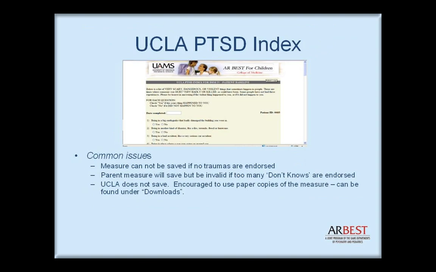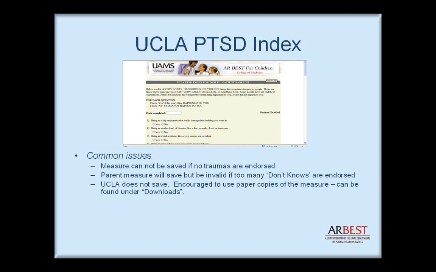First is measure cannot be saved if there aren't any traumas endorsed. So that's the key to the assessment, is that they must endorse at least one trauma. And if they're not endorsing any of that, you'll have to use your clinical judgment on whether this child is appropriate to complete the test.